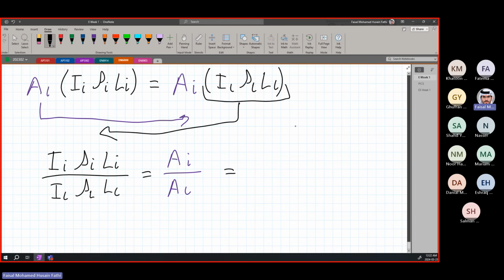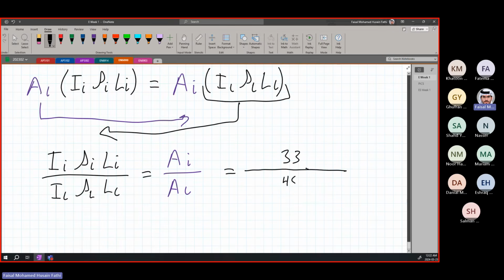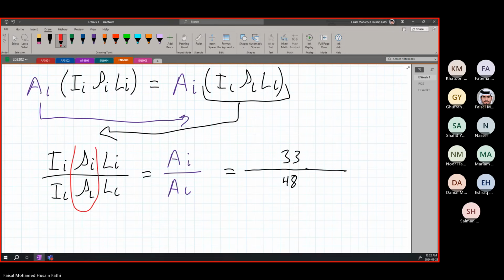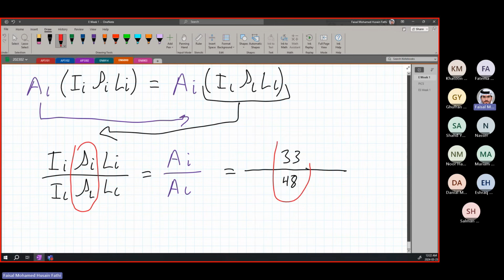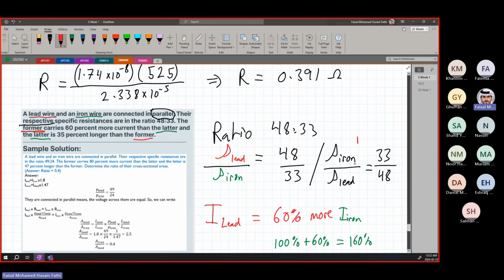So 33 over 48, yes, over 48. Again, this is just this part. This part we swapped out with this part because this is 1. Now, that was the first thing we had.